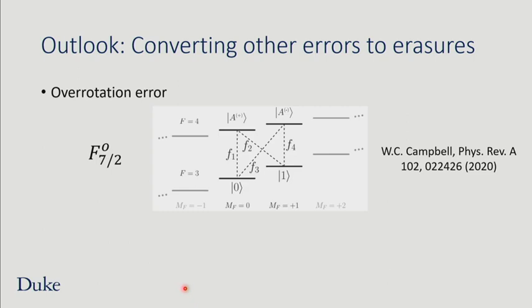And that's not the end of the story. You can also convert other sources of errors in the same trapped ion platform to erasures. For example, our co-author, Wesley Campbell, considered detecting the over-rotation error whenever it happens by using the metastable qubit. He didn't use the language of quantum error correction, but it's basically erasure conversion. The idea is you use these auxiliary levels so that over-rotation leads to a residual population, and you can pump it out. So that's great.